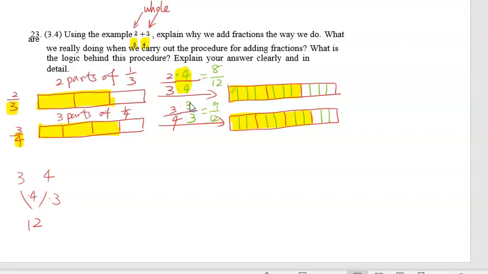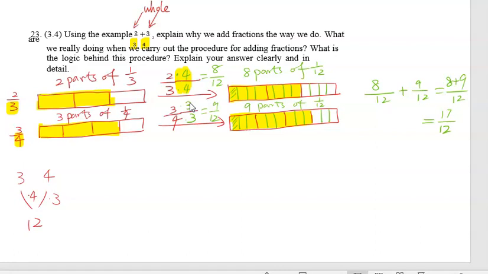Since now they have exactly the same sizes, we can add them. Here we have 8 parts each of size 1/12. Here we have 9 parts each of size 1/12. So we can add 8 twelfths plus 9 twelfths, which gives us 8 plus 9, the total number of parts, 17 twelfths.